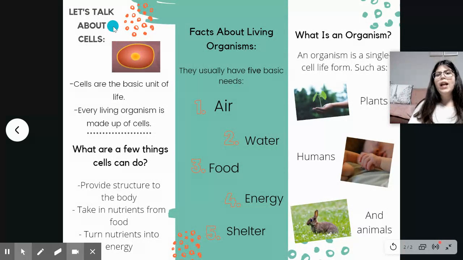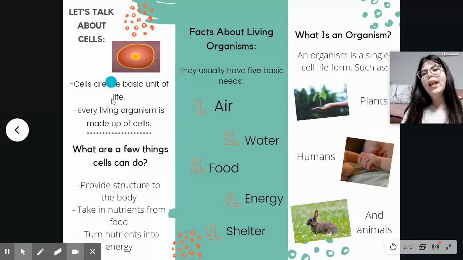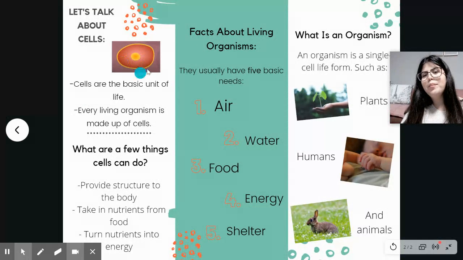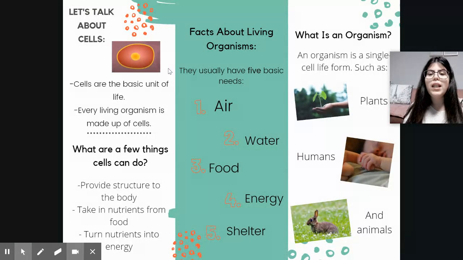And then over here, I titled it Let's Talk About Cells. Basically, cells are the basic unit of life, and every living organism is made up of cells. I inserted this picture of what a cell looks like so they have a reference. And then, what are a few things cells can do? Provide structure to the body, take nutrients from food, and turn nutrients into energy, which, as you see, is all the content I covered in the previous questions. So once they read that, they're good to go, and the resources are just for their benefit.